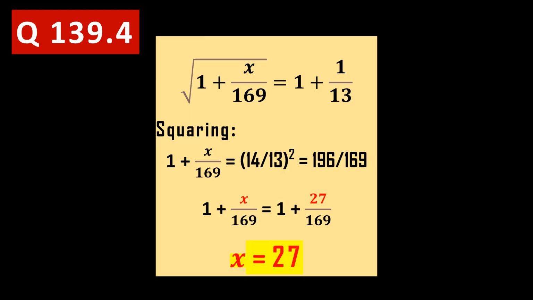Answer to 139.4. Write 1 plus 1 by 13 as 14 by 13. Now, square both sides. Left side, just the radical sign gets removed. Right side, 196 by 169 can be written as 1 plus 27 by 169. Cancel out from both sides 1 and denominator 169. We get x is equal to 27.